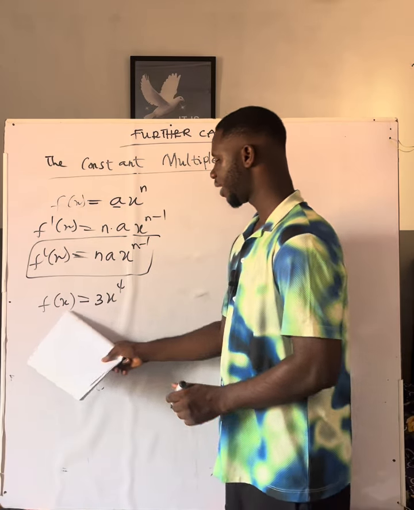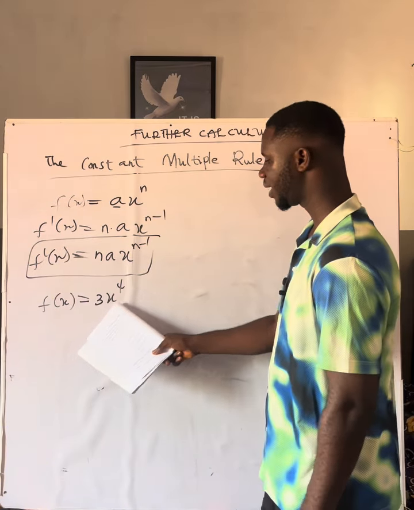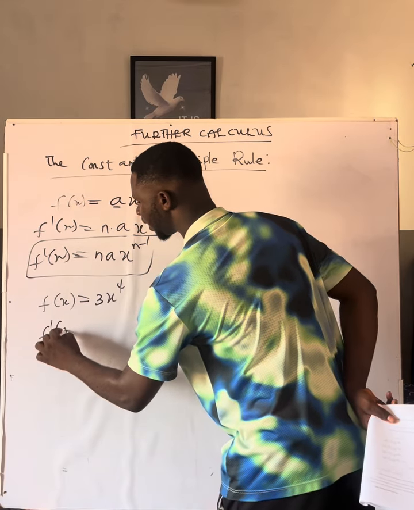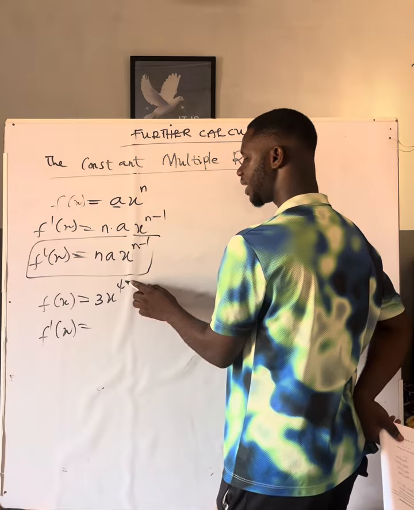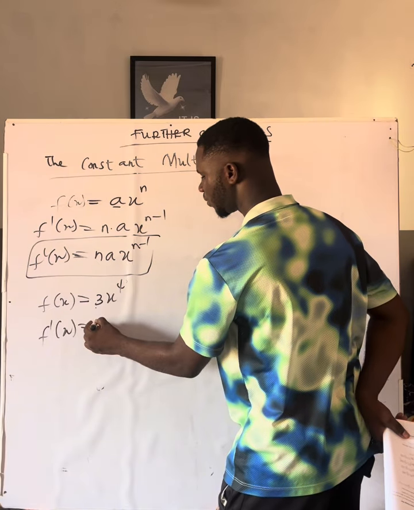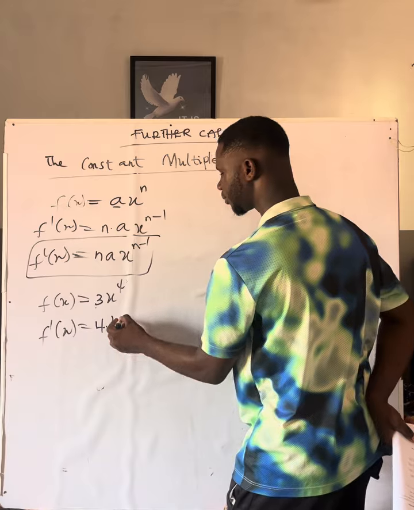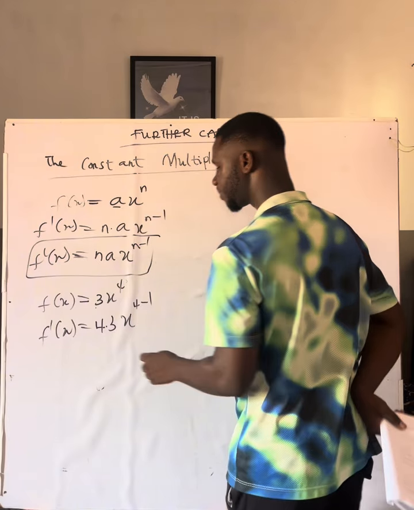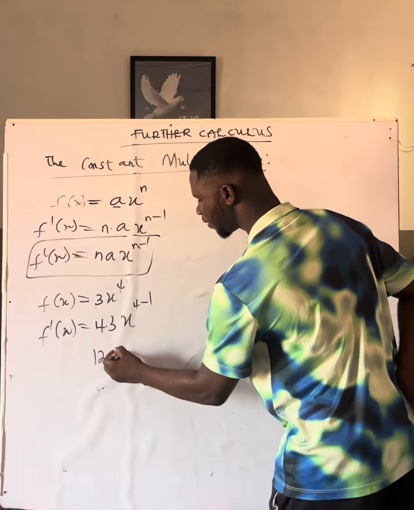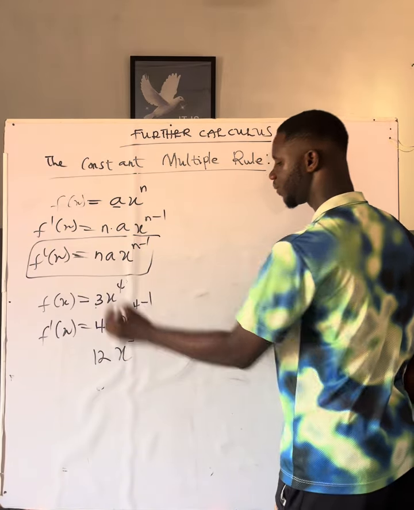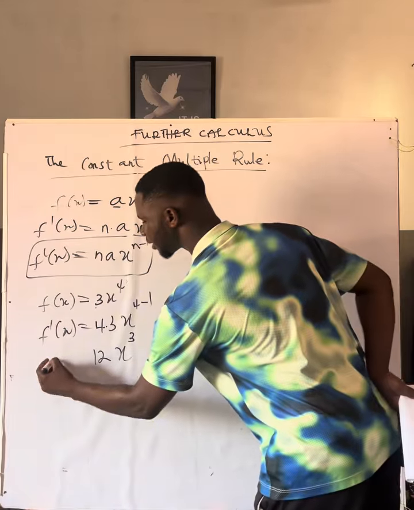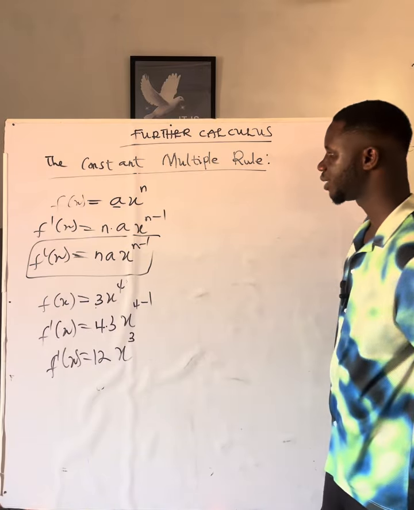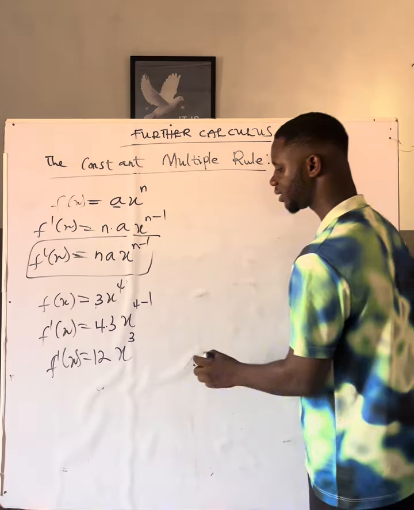So I have a question over here. f of x is equal to 3x raised to the power of 4. Our f1 of x is going to be, so we are going to multiply the 4 by the 3. So 4 times 3, then subtract 1 from this power. 4 times 3 will give us 12. Then x will be raised to the power what? 3. So our f1 of x is going to be 12x cubed. That is very simple.